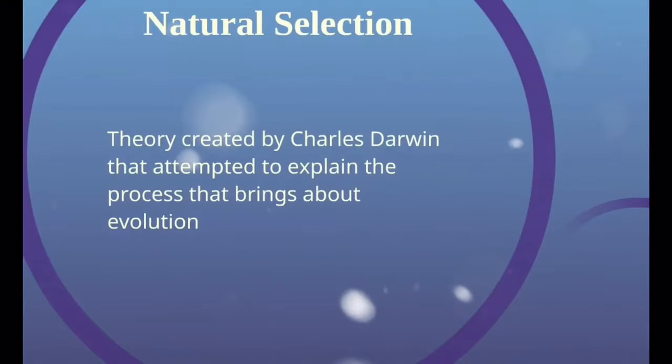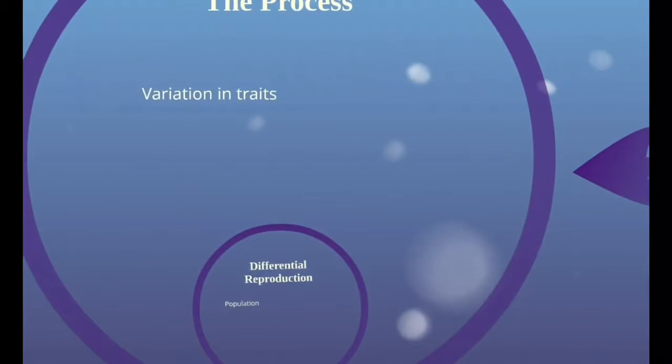Natural selection was a theory created by Charles Darwin that attempted to explain the process that brings about evolution. Now we are going to discuss the components of natural selection. First is variation in traits.